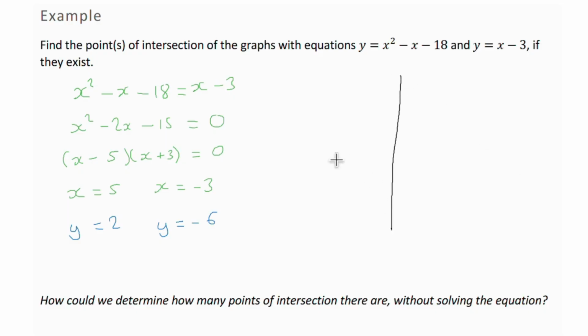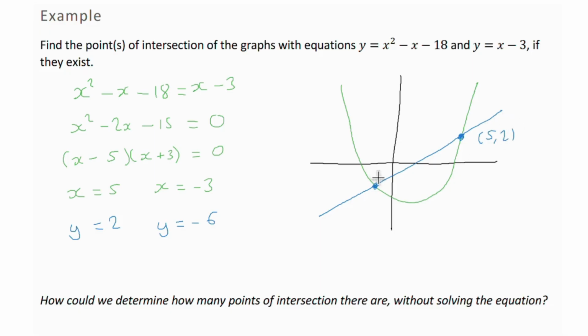Let's have a think about what this looks like. We have a quadratic here, y equals x squared minus x minus 18, which is going to do something like this. We have a linear function, x minus 3, which goes something like this. And what we're saying is that the points of intersection are at 5, 2, and this point here is at minus 3, minus 6.